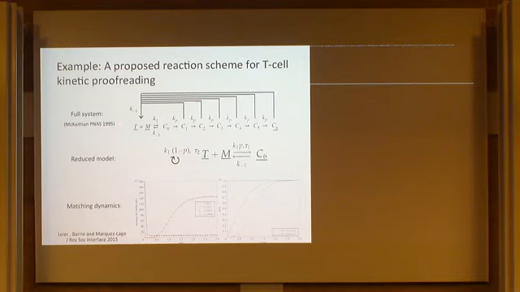So this is a reaction scheme for T-cell kinetic proofreading, where you have this long chain of unimolecular reactions. Our reduced model looks like this, where P is the probability that actually our system ends up in C6. So that's, together with T and M, the species of interest. We can get rid of all the other species and of all the other reactions, but we need the probability of ending up at C6 and of returning without reaching C6.